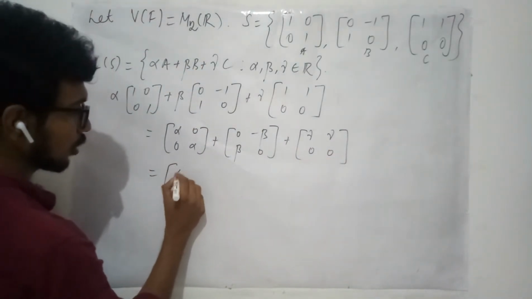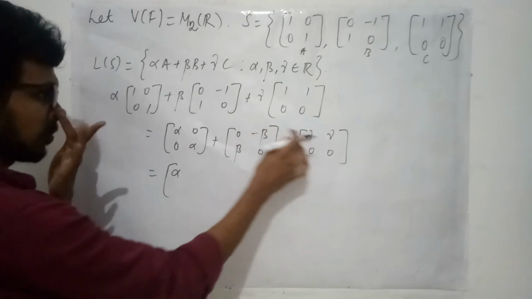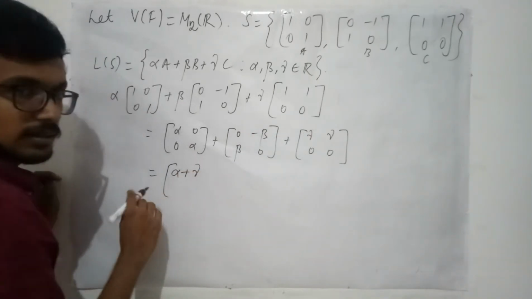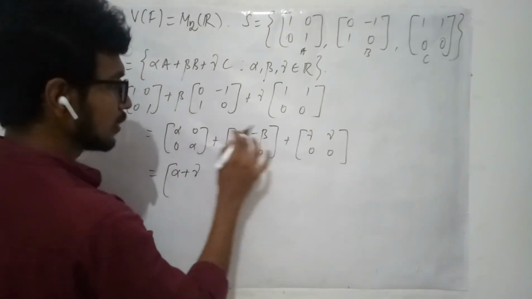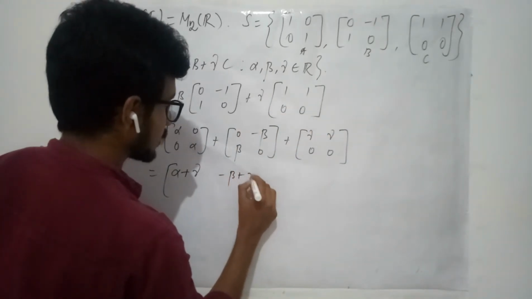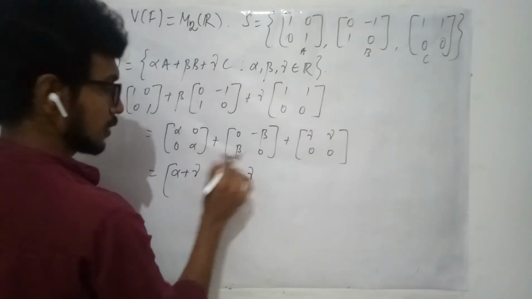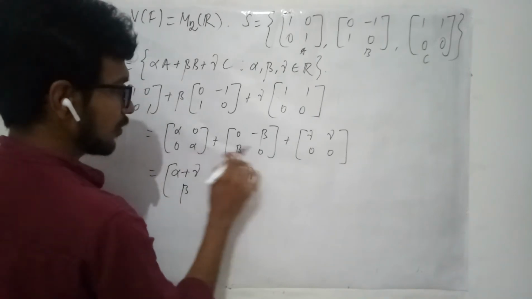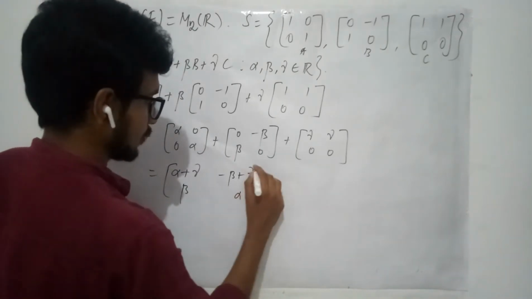You can see it is going to be alpha plus 0 plus gamma. So let me write that as simply alpha plus gamma. This is 0 minus beta minus gamma. So minus beta plus gamma. Here it is going to be beta alone. Alpha plus 0 plus 0.